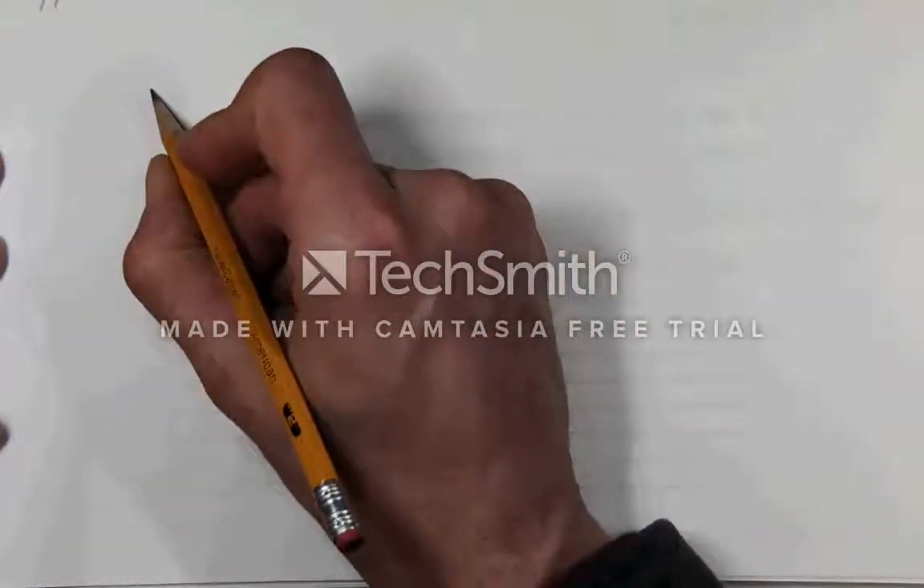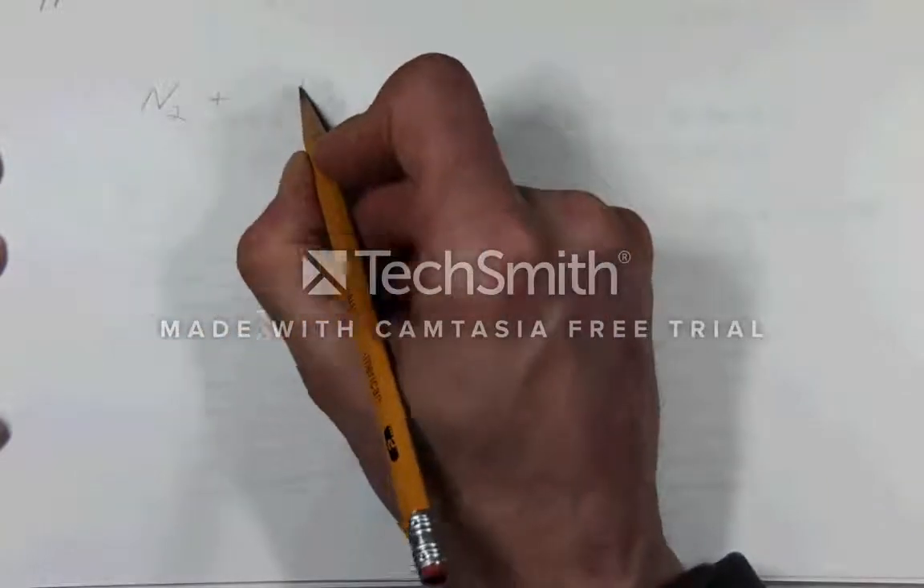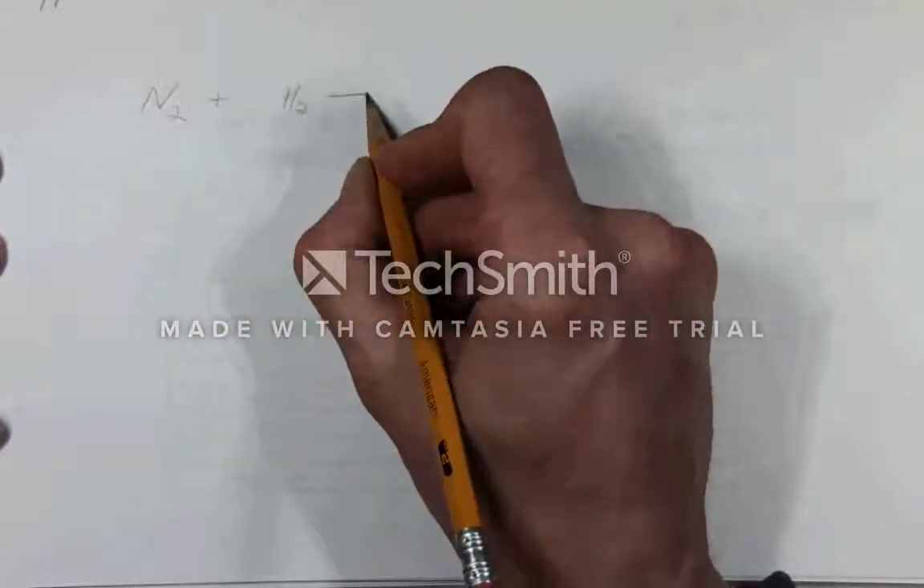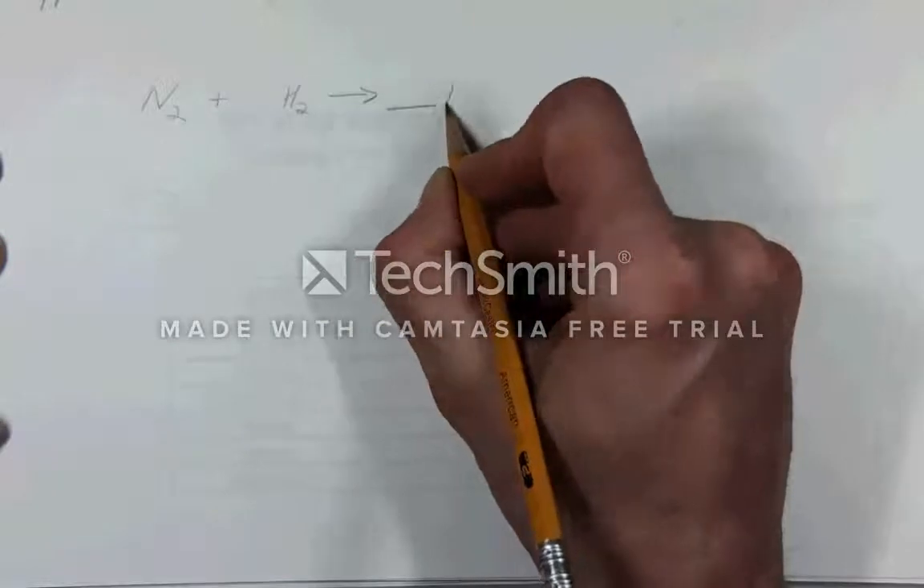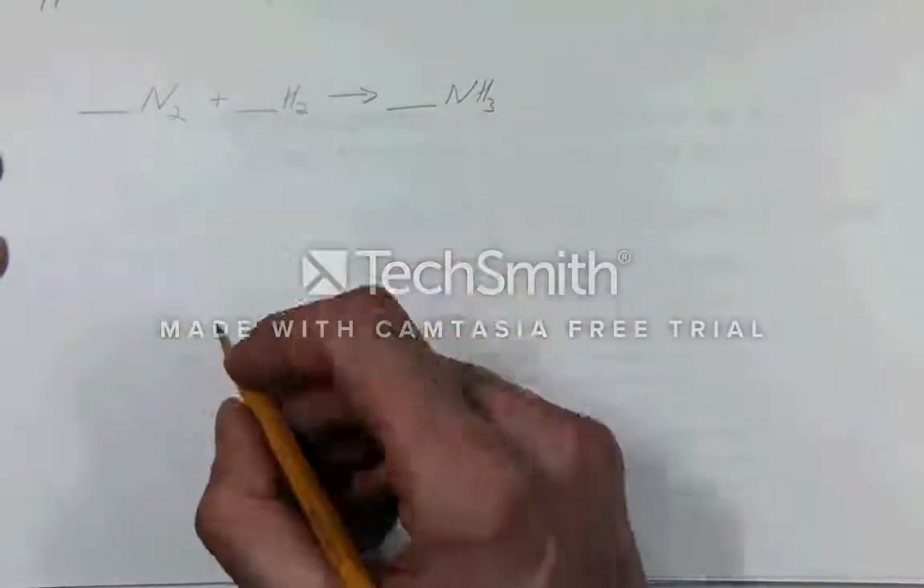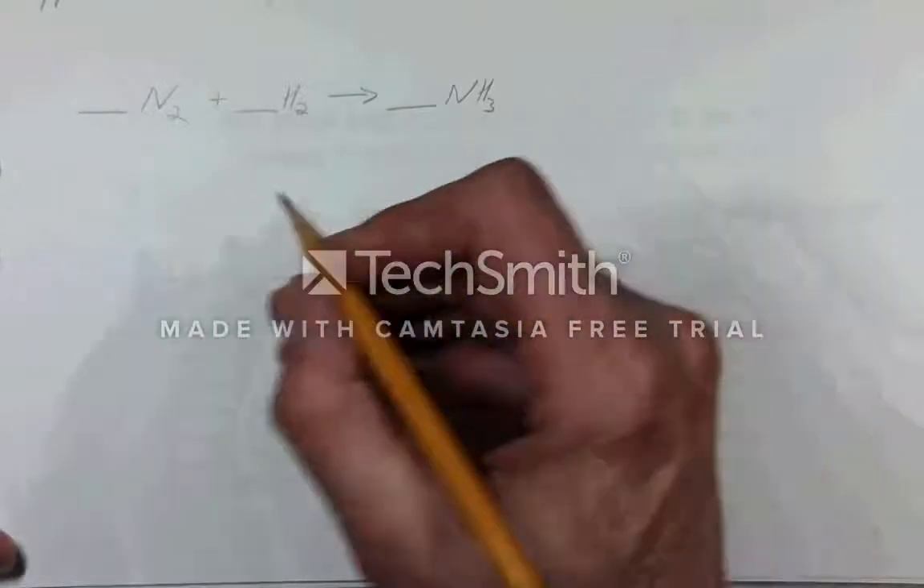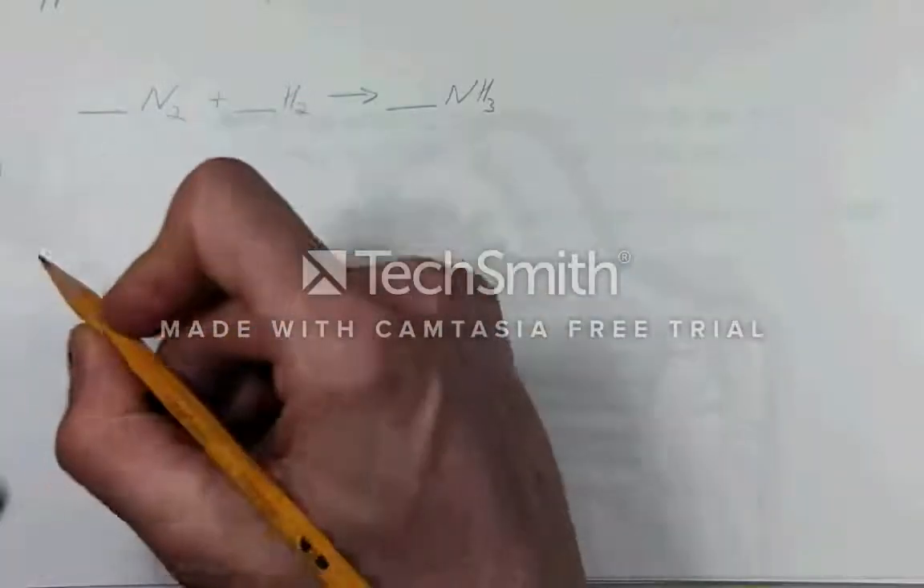Okay, let's balance this equation. This is the formation of ammonia from its elements. It's a very important chemical reaction. In fact, most of the nitrogen in your body was formed by this reaction in something known as the Haber process. But that's beyond the scope of this talk.